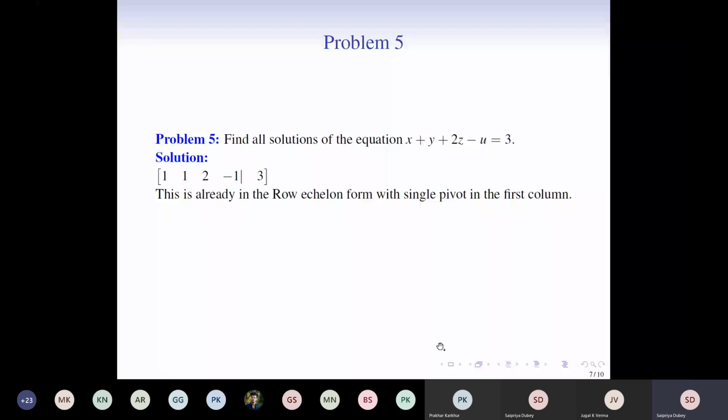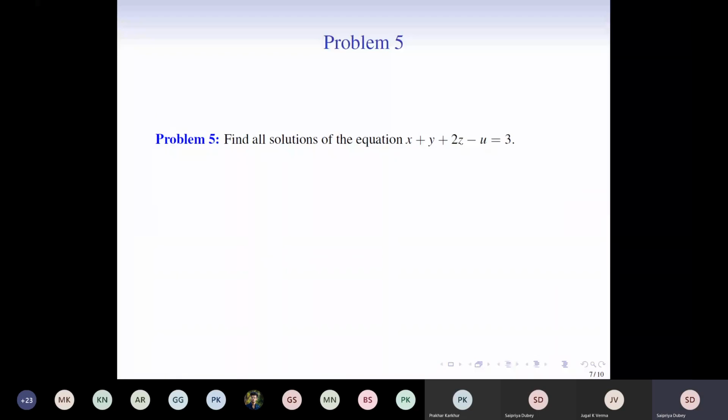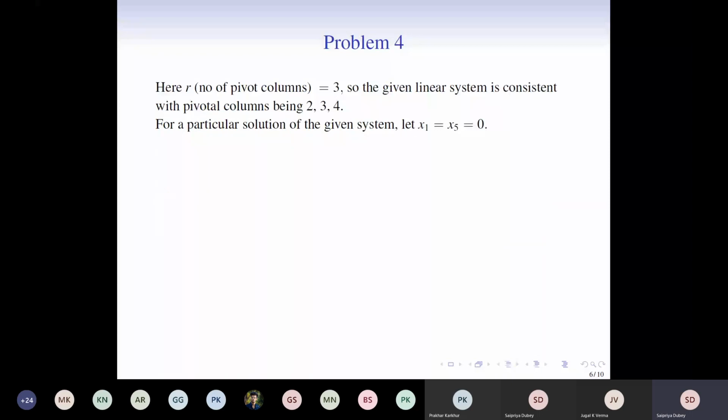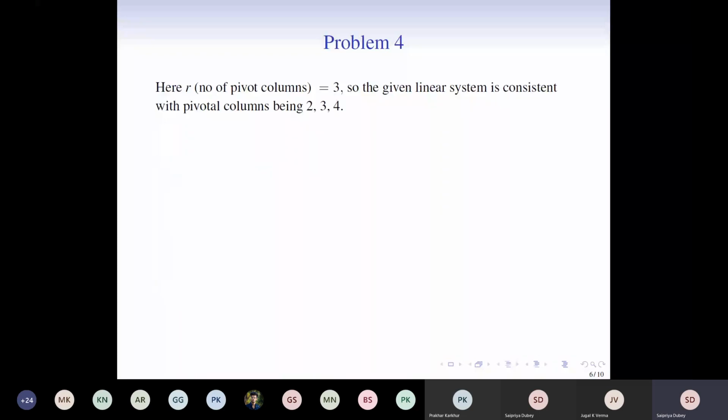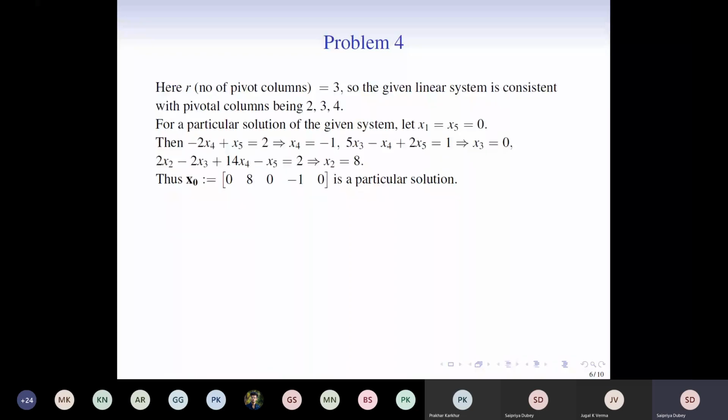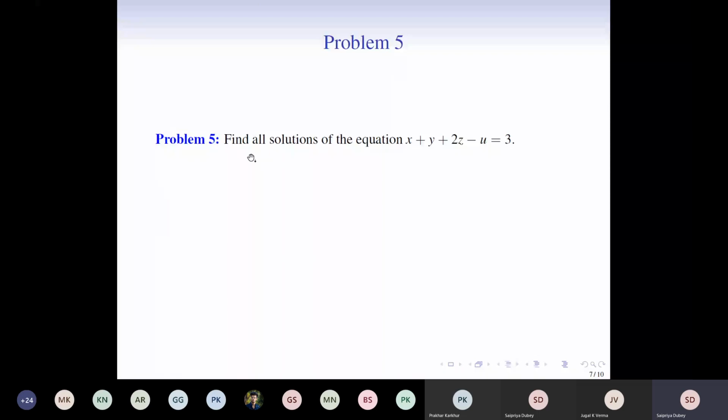So here we need to find all the solutions of the equation. Actually, I was saying that we are doing this because we have to solve these. Whenever it is said to solve, we have to find all the possible solutions. So we'll do the same thing with problem 5. We've been asked to find all the solutions of this particular equation.